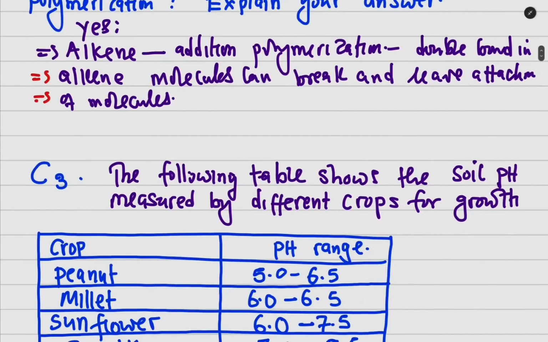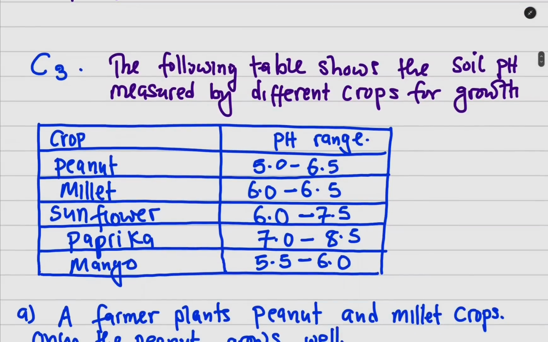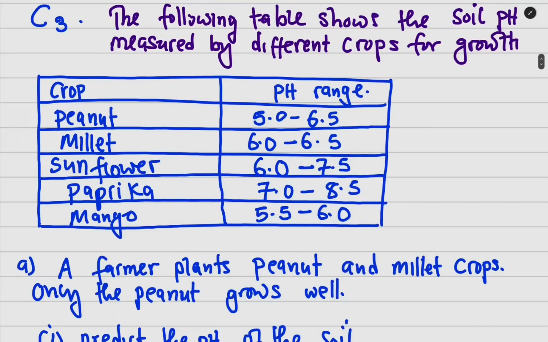But we had also a question in section C. So here is the question. The following table shows the soil pH required by different crops for growth. So this is the table. So we have the table where we have crops, and we have pH. Now at this particular point, you need to know that pH measures how acidic or alkaline the substance is. In this case, we are talking of soil. So how alkaline or acidic the soil is.